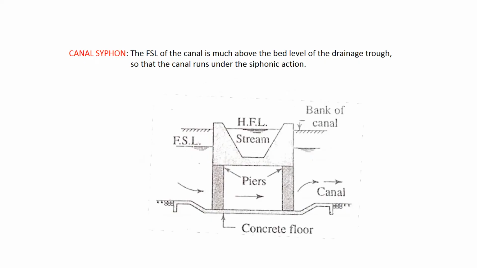Next is the canal siphon. Canal siphon is actually the flip of siphon aqueduct. As per the definition, the full supply level of the canal is much above the bed level of the drainage, so that the canal runs under siphonic action. That is, there won't be any vertical clearance here, and the full supply level is above the bed level of the stream.